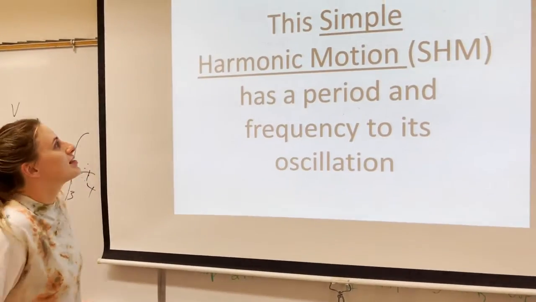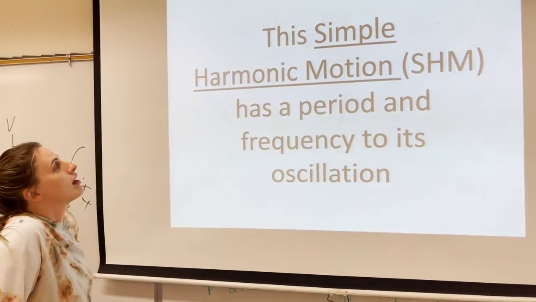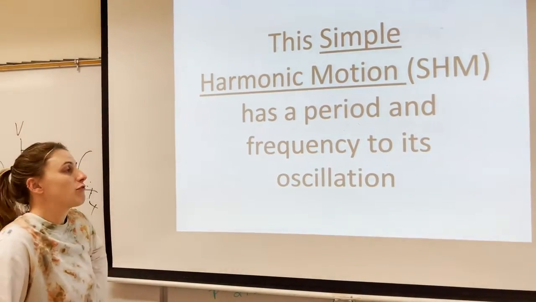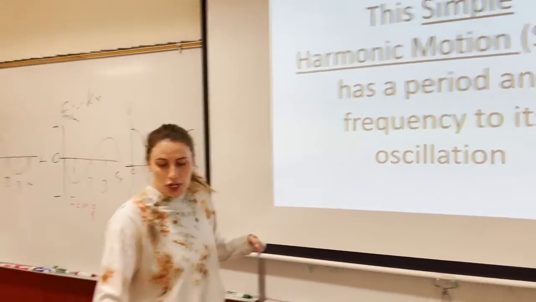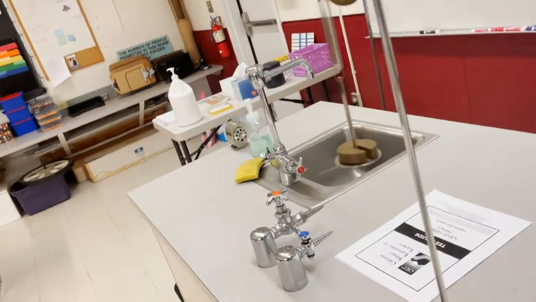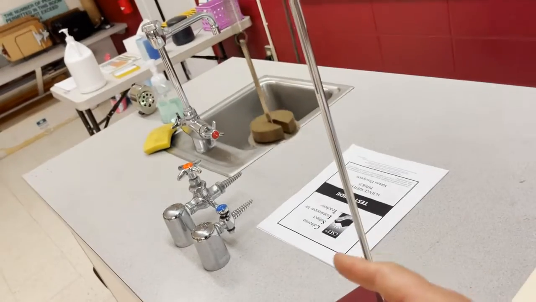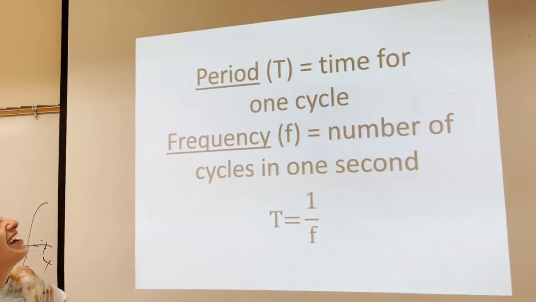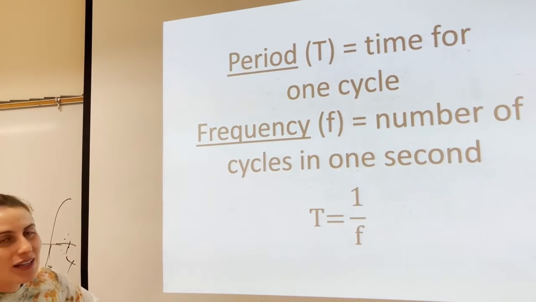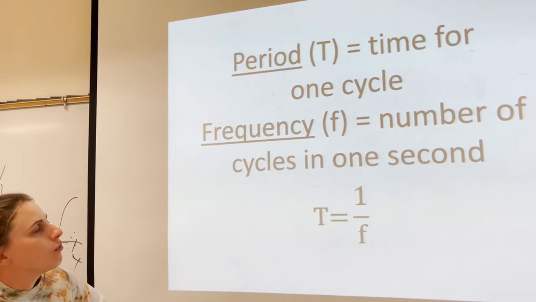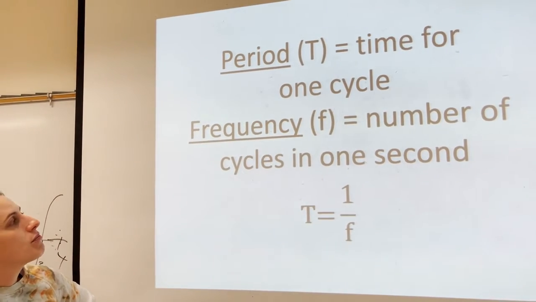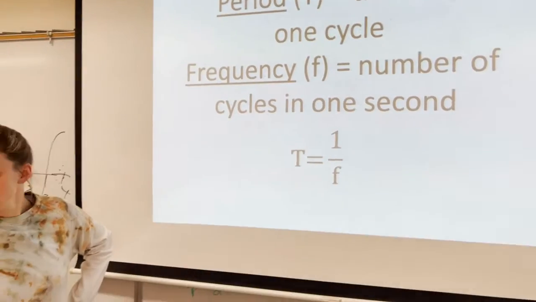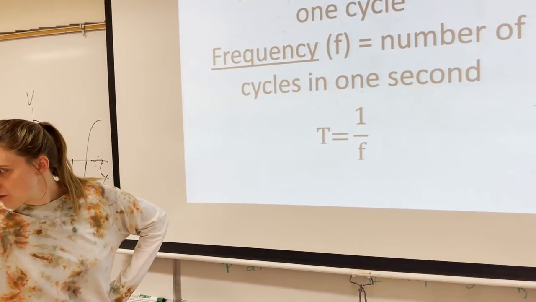Okay, so this simple harmonic motion has a period and a frequency to its oscillation. The period is the time for 1 cycle, which Mr. Boykin just showed us. What the heck is frequency? Well, the number of cycles in 1 second. That's a pretty slow frequency over there.